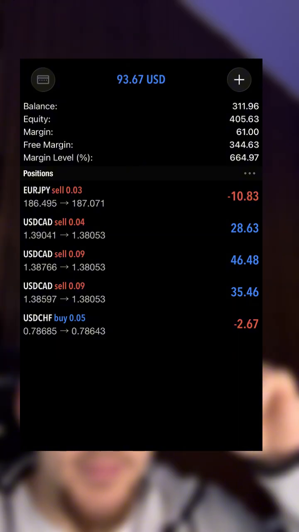So it's been a while, been 5 days. So this is day 12 of growing a $200 account to $1,000. So last thing I showed you guys was my terminal of open trades. So here's where it was at. So you can see our account was at $311 with an open profit of like $93.67.